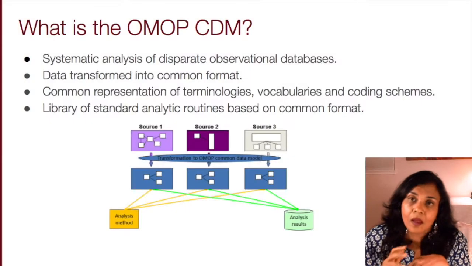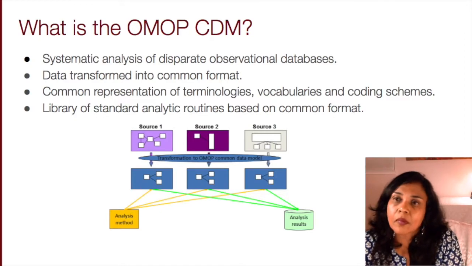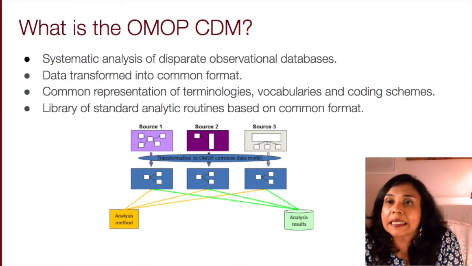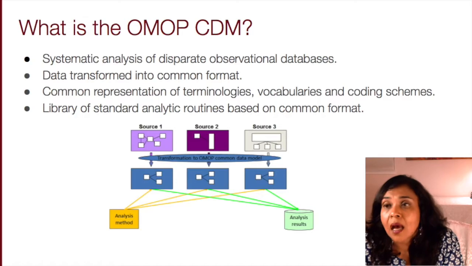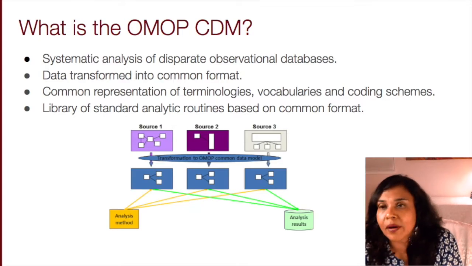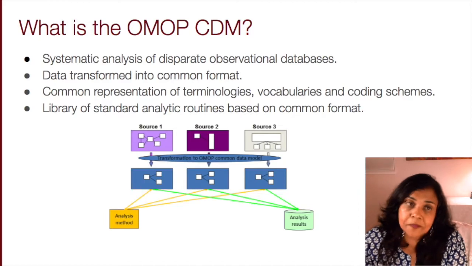So what is the OMOP CDM? The OMOP Common Data Model basically allows for a systematic analysis of disparate observational databases. The concept behind this approach is to transform data contained within those databases into a common format, so a common data model, as well as a common representation of vocabularies and terminology.